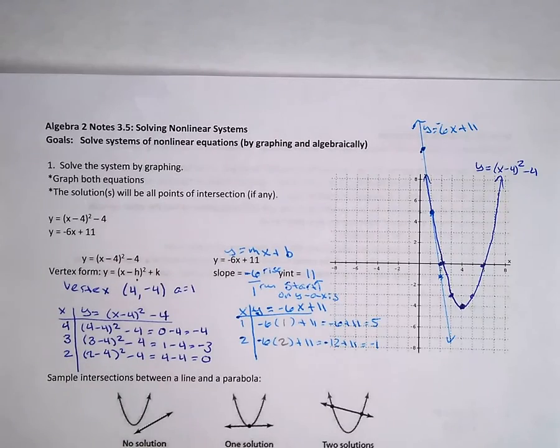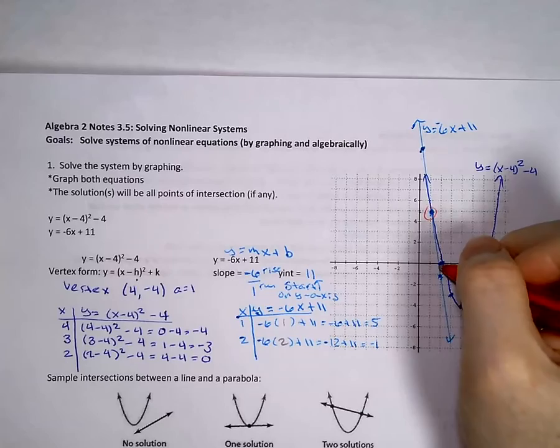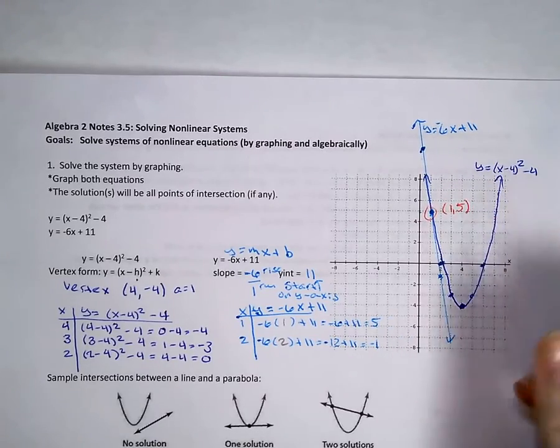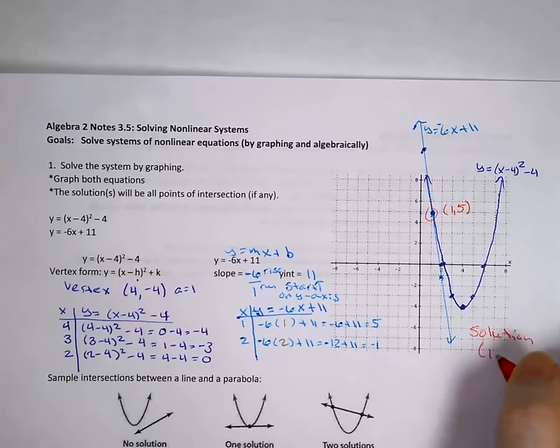And if you have to estimate, do your best to estimate. If it's given to you on a graph, usually you don't have to estimate much at all. So this looks like (1, 5). So always give that solution as an ordered pair with your x first and then your y.